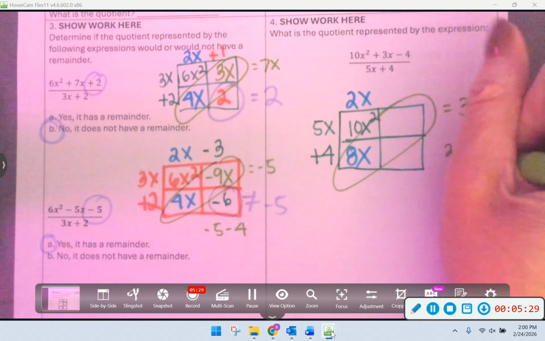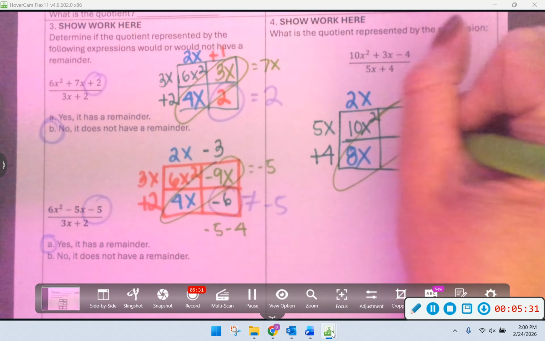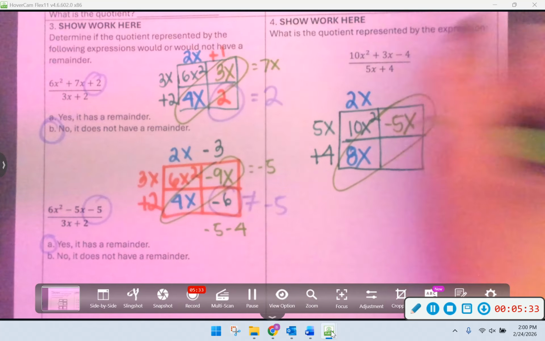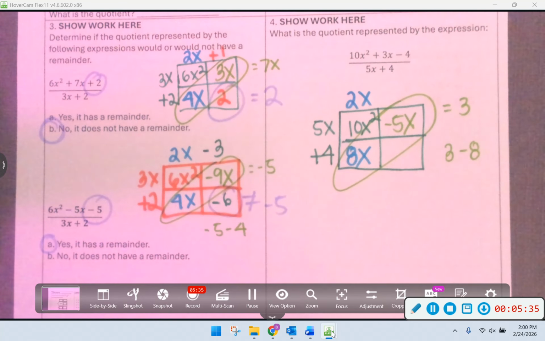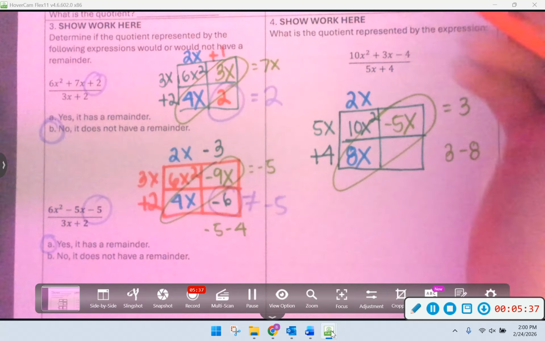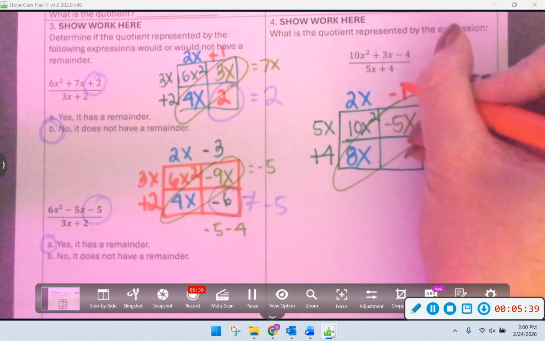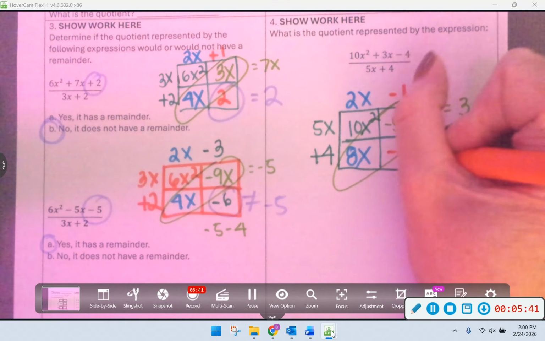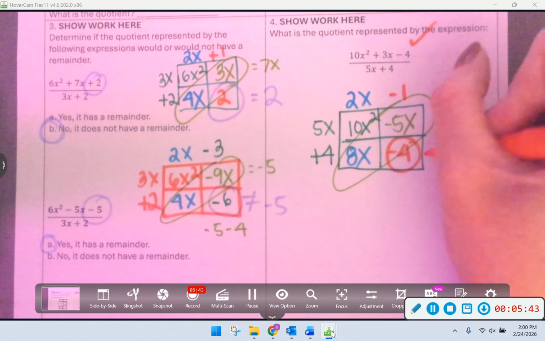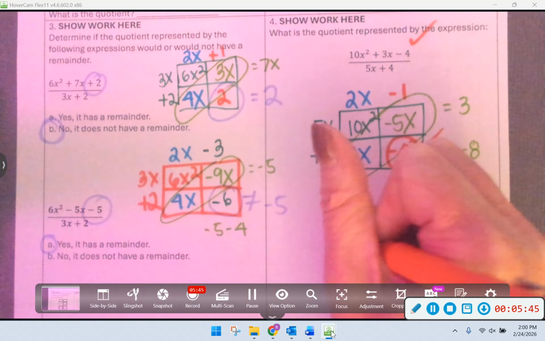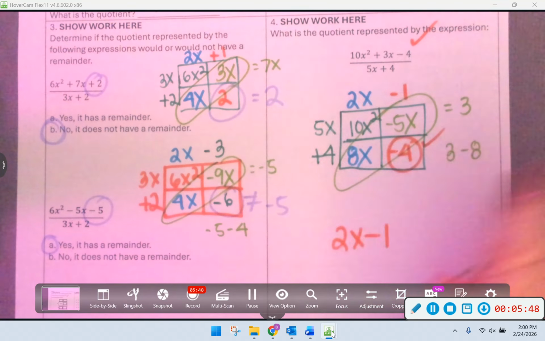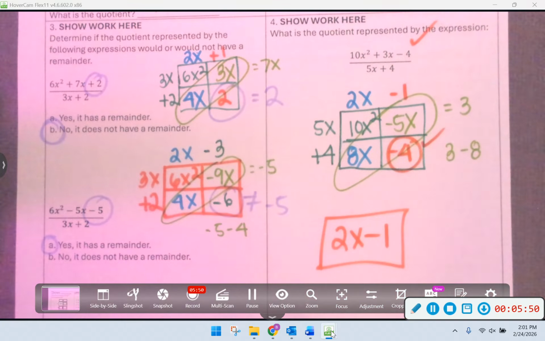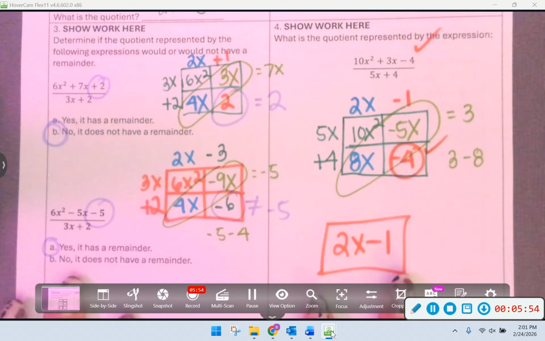So we're going to do 3 minus 8. 3 minus 8 is negative 5x. What times 5x gets me negative 5x? Negative 1. Negative 1 times 4 is negative 4. It matches, so we do not have a remainder, so my answer is going to be the top, 2x minus 1. And you're going to have to type this in with no spaces. Okay, next page.